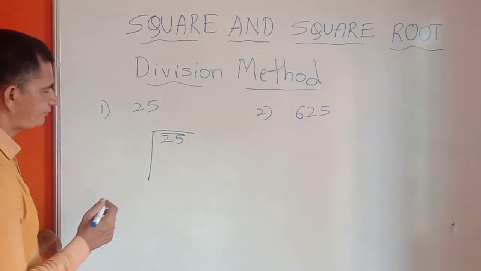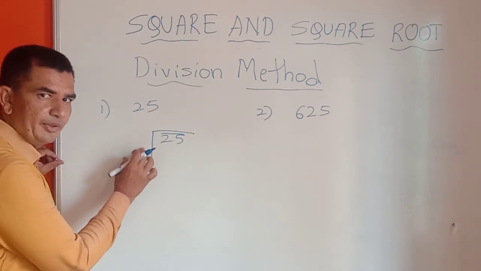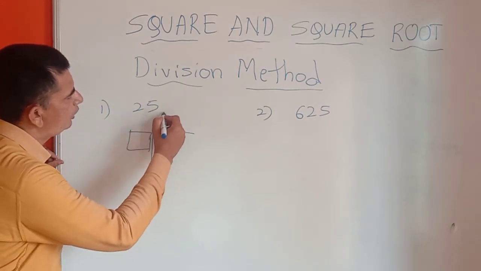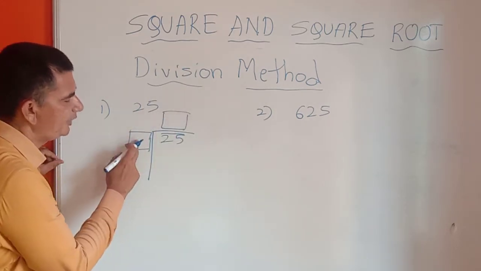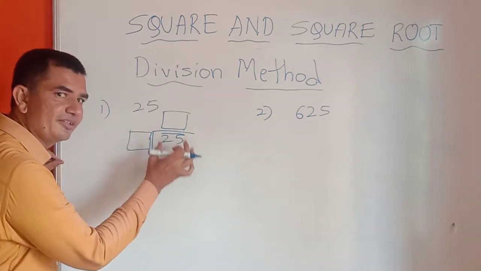Friends, now we have to divide by a number. Which number are you going to take here? The same number we have to take here also. If you take 3 here, 3 3s are 9. So here we have to take the nearest number or this number only.